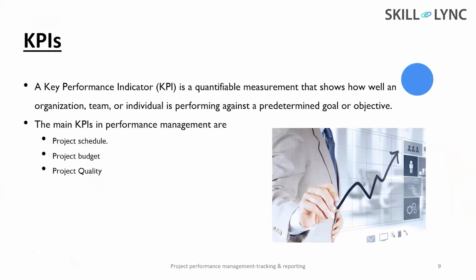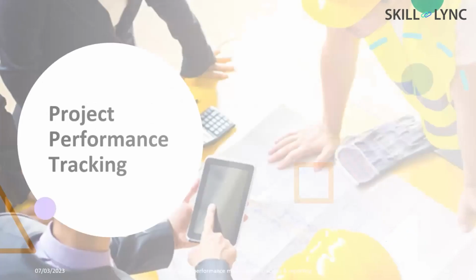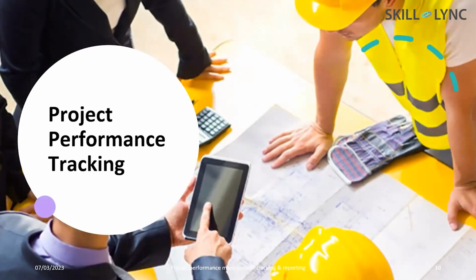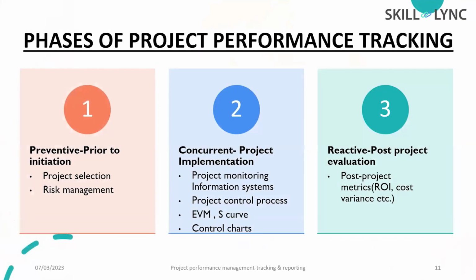Because we know we need to track the performance, but we don't know which factors we need to consider. Depending upon the industry, these factors will vary, but mainly in the construction industry, these three factors are considered the most: schedule, budget, and quality. Then how to track the performance. We learned there are different phases, pre, post, and during the implementation, and we learned these processes in detail.